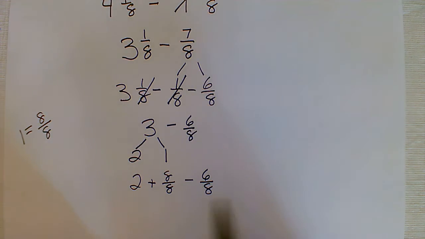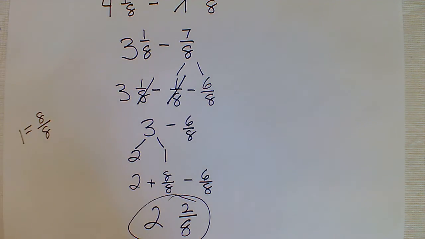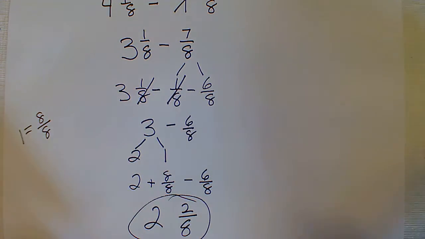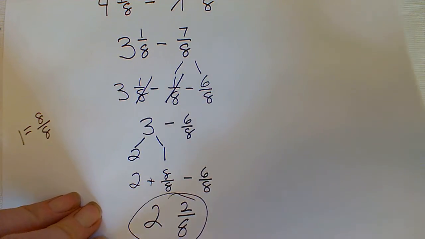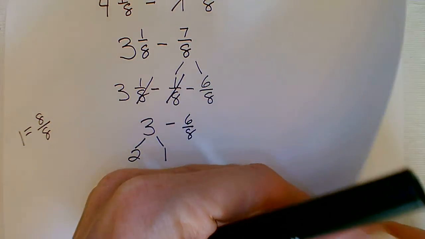All right, so where we left off was that we had our 2 plus 8/8 minus 6/8. So 8/8 minus 6/8 gives me 2/8. And we still have our 2. So we have 2 and 2/8. And that's going to be our answer. So now let's do it vertically. Let's stack them and subtract them. So let me switch pages.